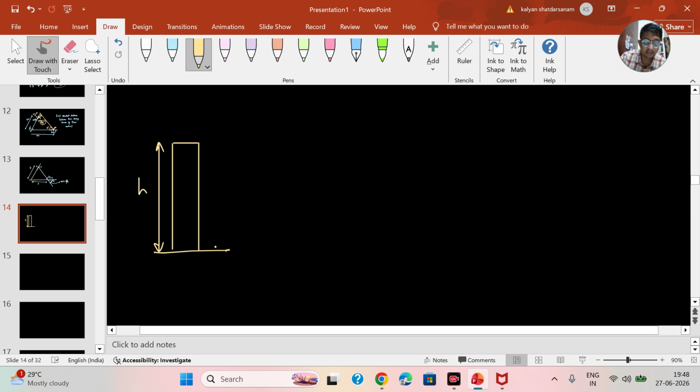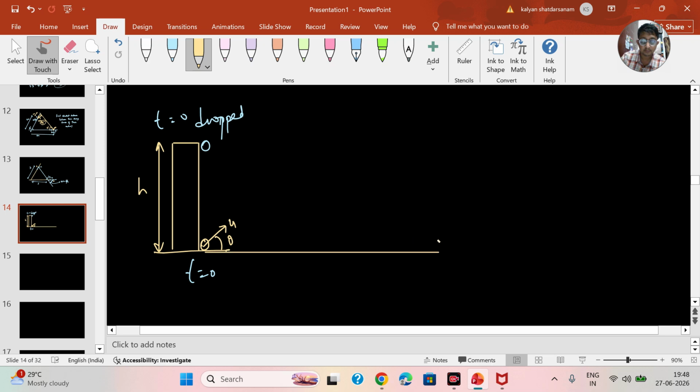From the bottom of the building, I am throwing a ball with a velocity u at an angle theta, and simultaneously from the top I am dropping a ball. So this is dropped at t equal to 0. This is being thrown at t equal to 0 with velocity u at an angle theta. Question is, if I call this ball A and this ball B, find the shortest distance between A and B during the course of their motion.